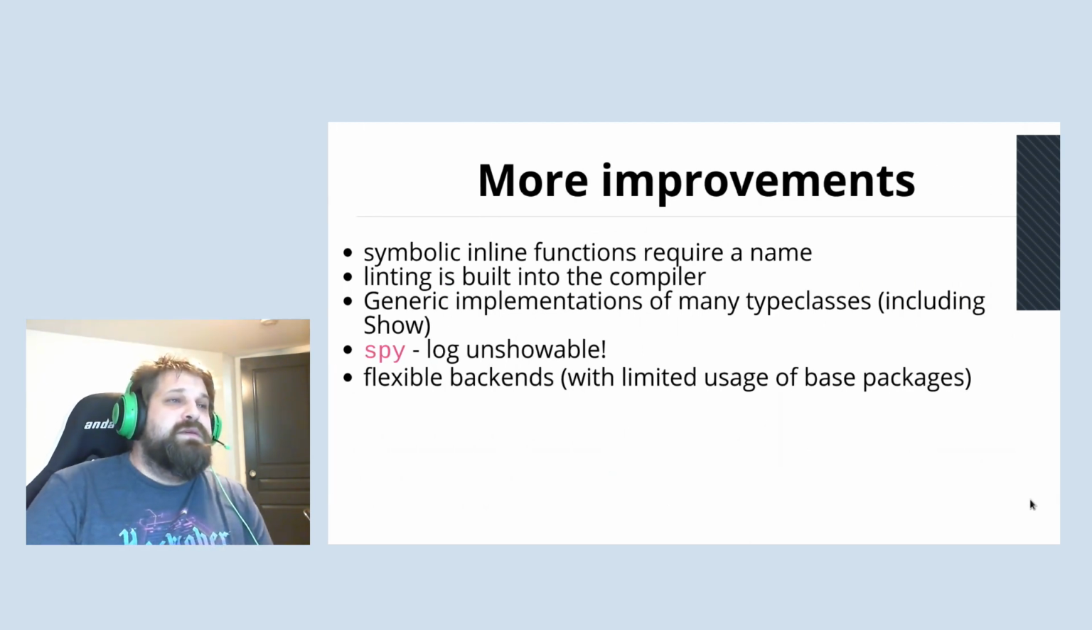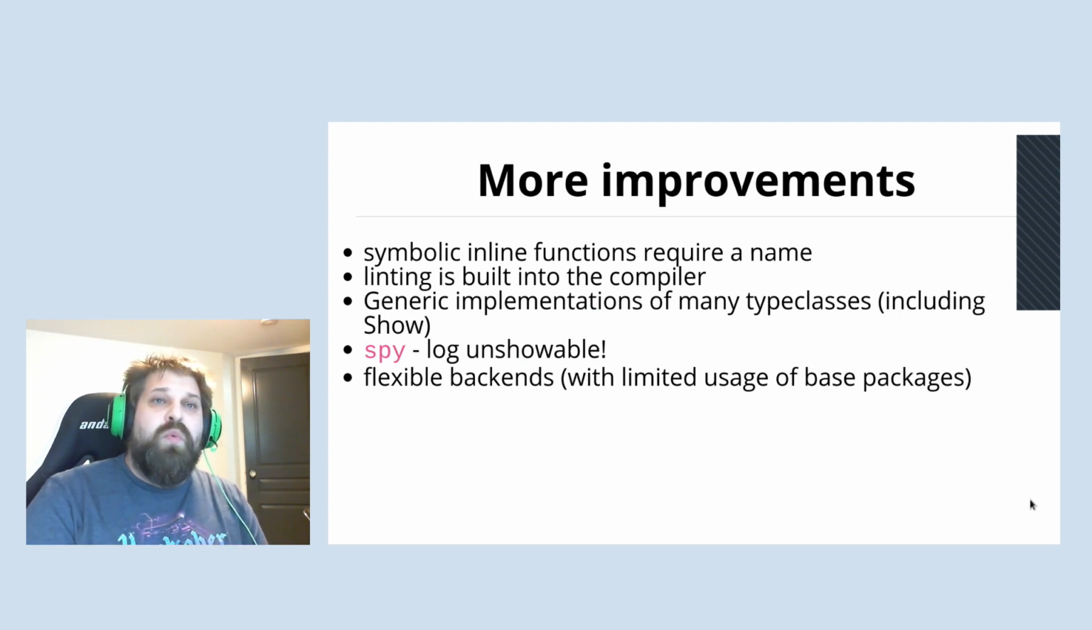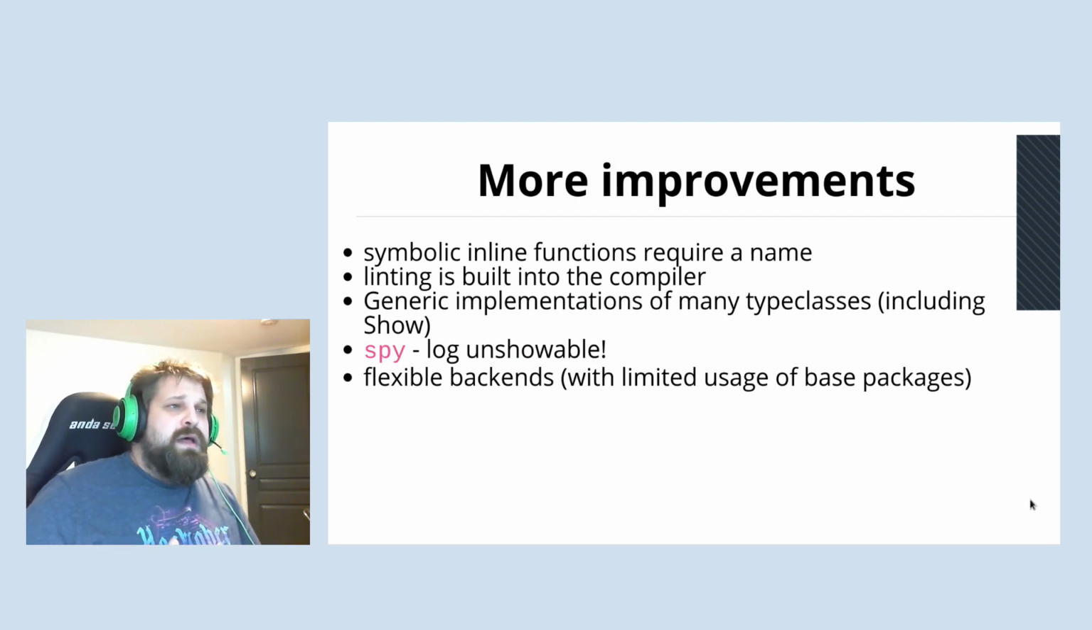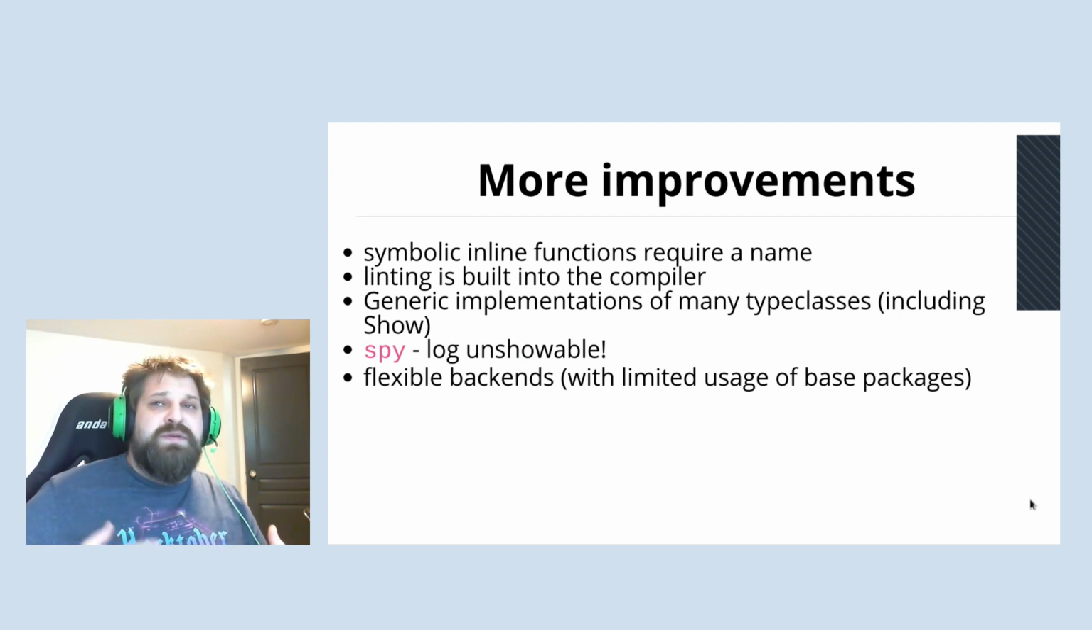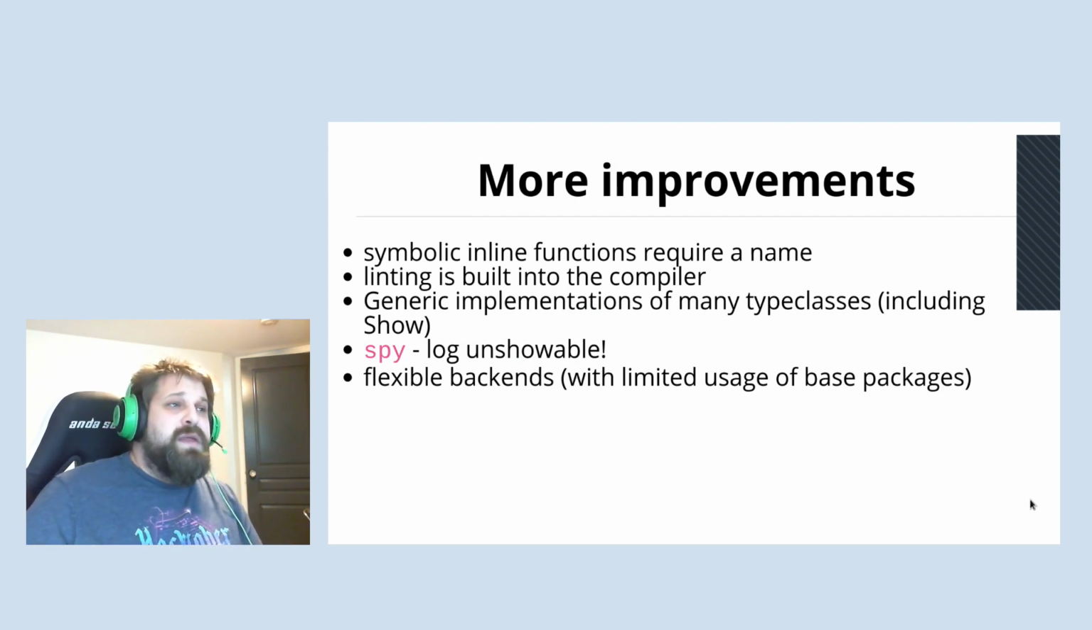More improvements. Well, you can have symbolic inline functions just like you might have in Haskell, but they require a name. So you're not stuck with everybody trying to understand how to pronounce a certain symbol. And I think it makes understanding and reading code much easier. Linting is built into the compiler, so there are a lot more warnings that give you recommendations.